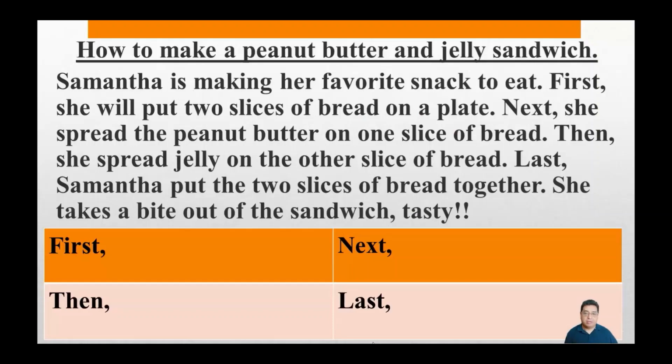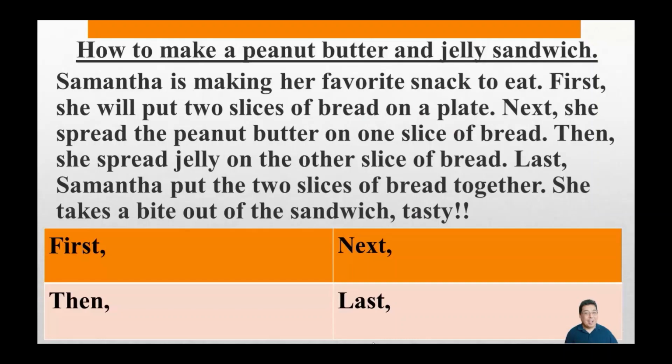Samantha is making her favorite snack to eat. First, she will put 2 slices of bread on a plate. Next, she spread the peanut butter on 1 slice of bread. Then, she spread jelly on the other slice of bread. Last, Samantha put the 2 slices of bread together. She takes a bite out of the sandwich.